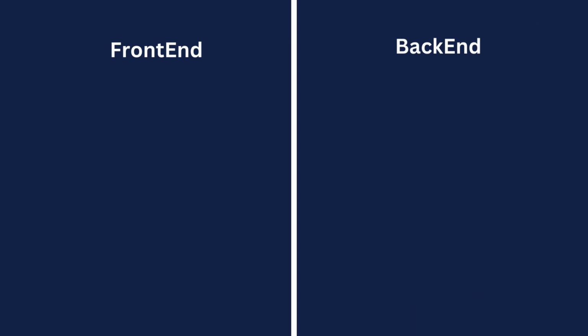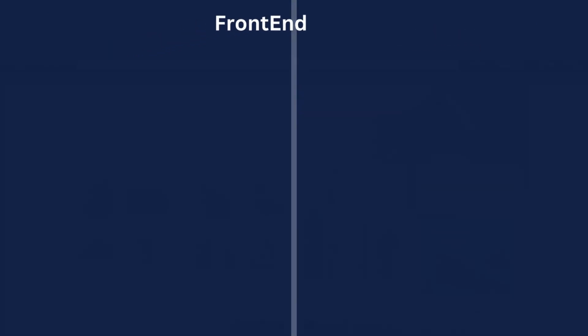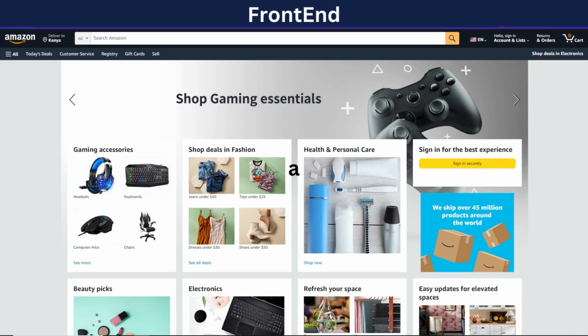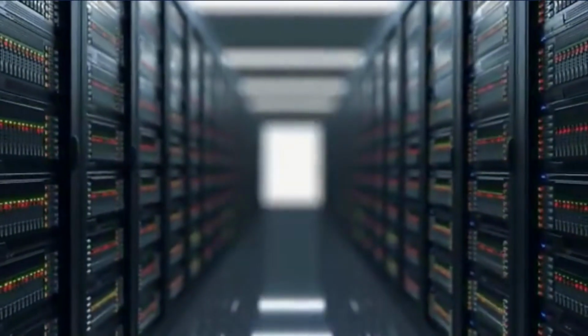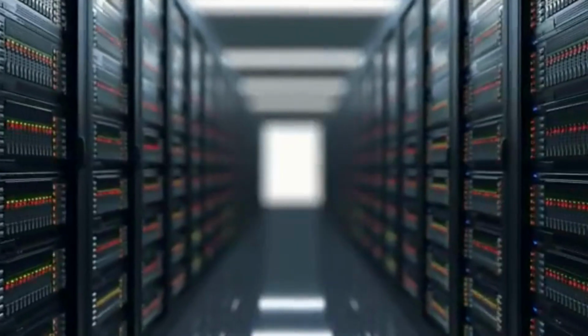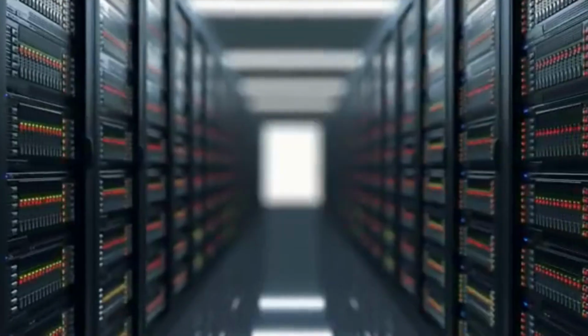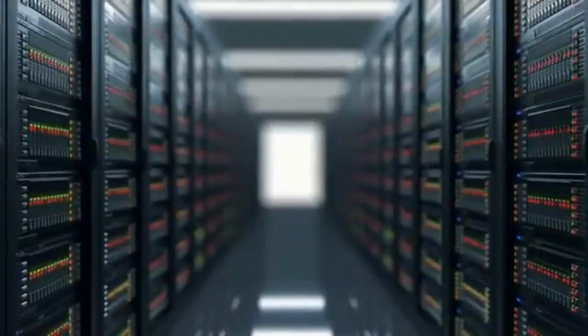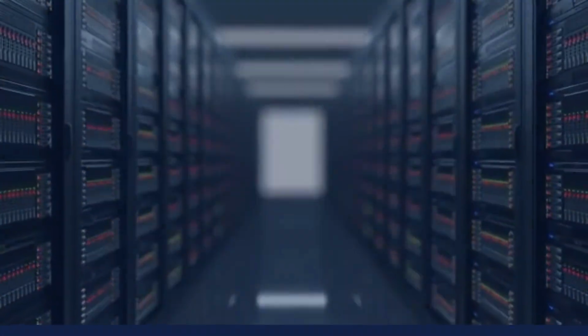Every website can be split into two parts. We have the front end and we have the back end. The front end is the visual part of the website, and the back end is the invisible part of the website, where we store our data, we store our emails, we store our addresses, we store our videos, and we store everything that we need to store.